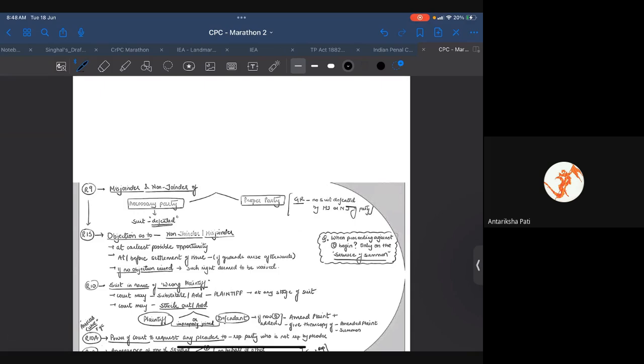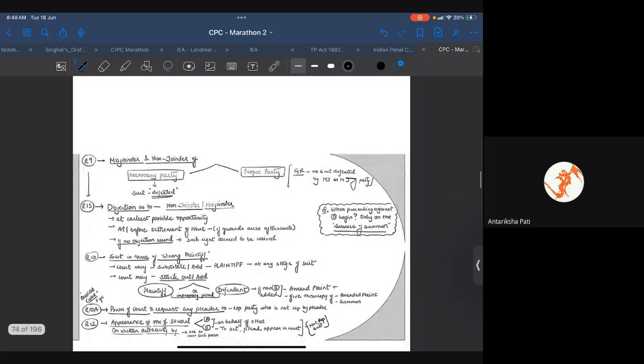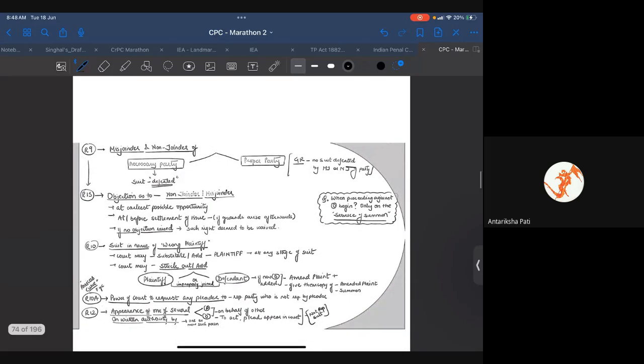Suit in the name of wrong plaintiff. Now, the court may substitute or add plaintiff, or court may strike out or add plaintiff. That is called transposition of plaintiff. Transposition of plaintiff can be done as well if you think it can be done. Here also you can transpose the plaintiff, that is, make one defendant the plaintiff or make the plaintiff the defendant.